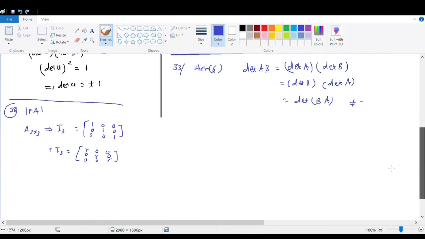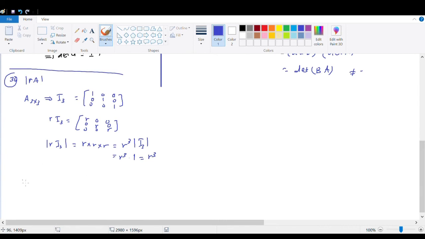Now because this one is a triangular matrix, the determinant of rI3 is equal to r multiplied by r multiplied by r, which is r cubed. So from here we see that the determinant of rA is r cubed multiplied by the determinant of I3, which is equal to 1. So r cubed multiplied by 1 will give us r cubed. If you want to generalize this, determinant of rA is equal to r to the power n times determinant of A. Because here we have I3. In the case if we have I2, we have just this part, so this one will be r multiplied by r, which is r squared. So the determinant of rA is equal to r to the power n, where n is the size of the matrix, multiplied by determinant of A.